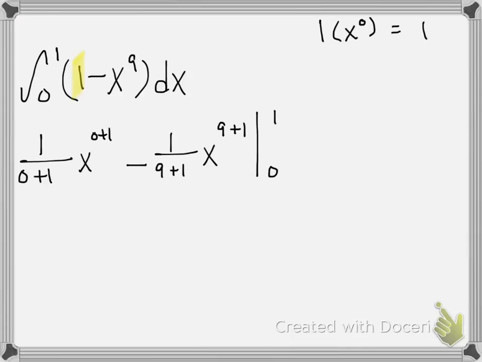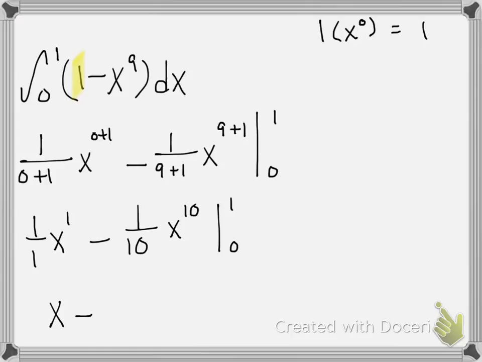So this just leaves us with 1 over 1 x to the 1 minus 1 over 10 x to the 10 from 0 to 1. So we just go through and clean that up a little bit. So we'll have x minus 1 over 10 x to the 10th from 0 to 1.